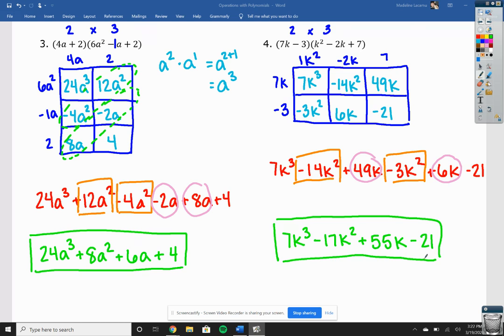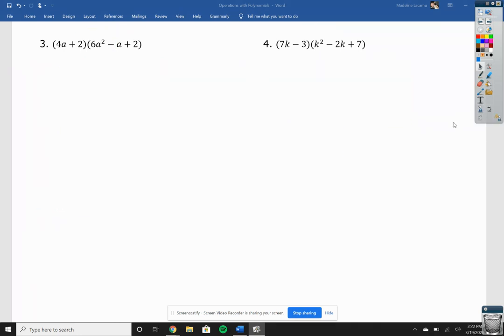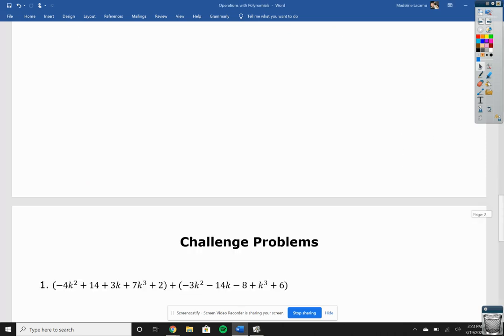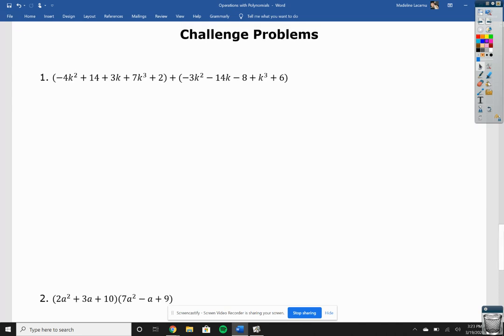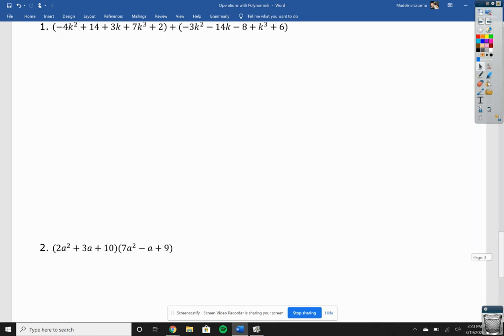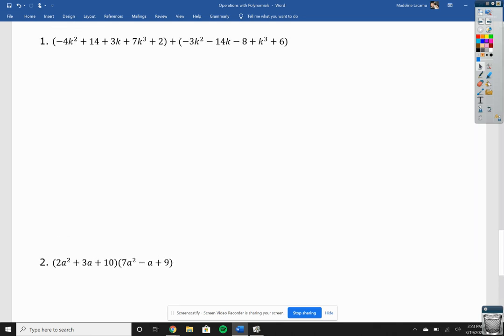So these are the basics of what you're going to need to know. But now we're going to move on to some challenge problems if you just want to test your skills a little bit. Or if you're in Period P, you need to do these. So our challenge problems, if you want to go ahead and try both of these right now, you can pause this video and try them on your own to see if you get the right answer. But I'm going to work through them right now.